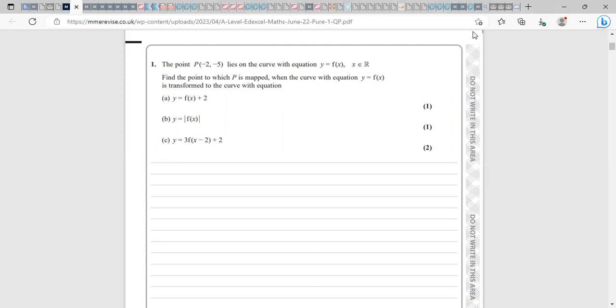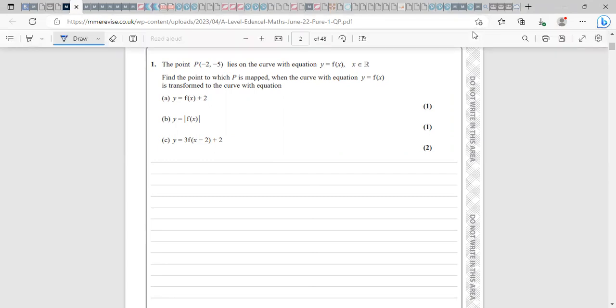The first one is y = f(x) + 2. So this is a translation upwards, a translation in the y direction by 2 units. When you add 2 to the end of a function, you're just translating it. So this is a translation by a vector (0, 2). It's just shifting the function up by 2.